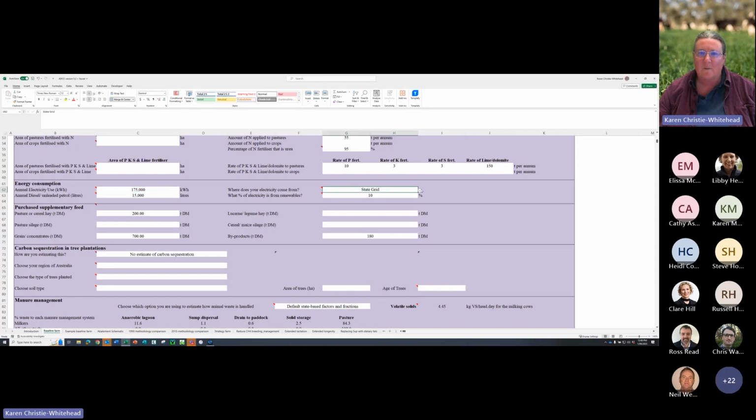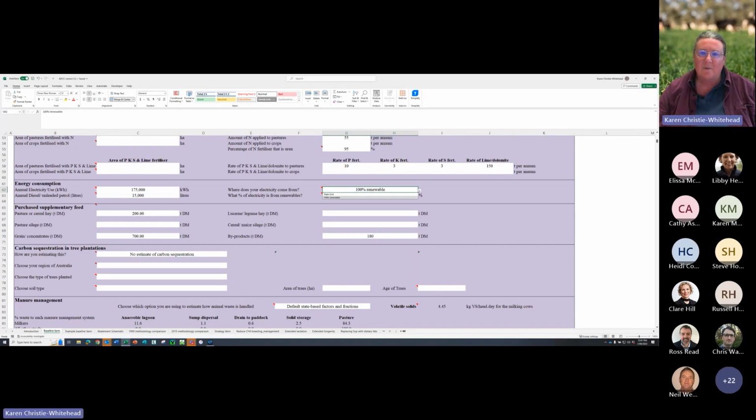You've got basically two options. It's either all come from the grid or it's 100% renewable. So down the line, if the power that a farmer is purchasing is 100% renewable, it would come with a zero footprint.